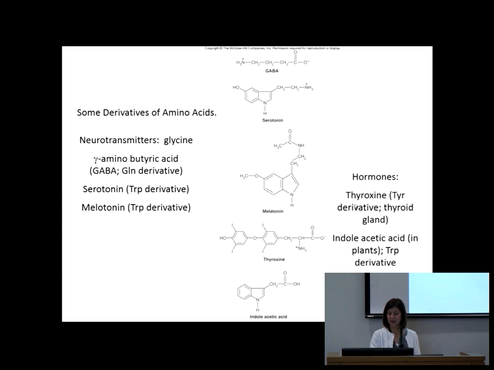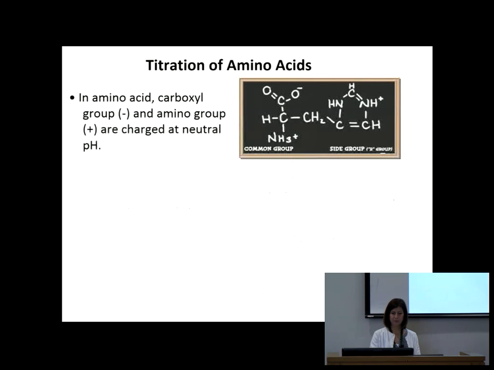So again, thyroxine and indole acetic acid are found in the thyroid gland. All right, so let's talk about what happens to our amino acid as we change the pH.